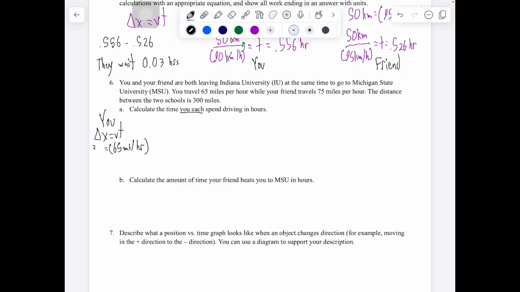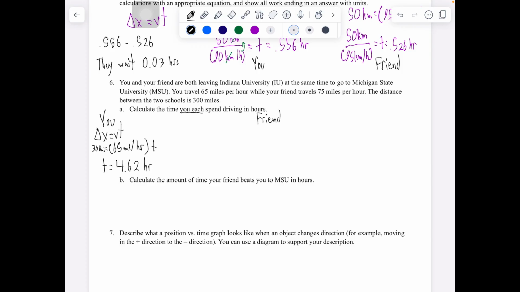This is equal to 300 miles. We're solving for the time. We take 300 and we divide by 65, and we find out the time it takes you is 4.62 hours.